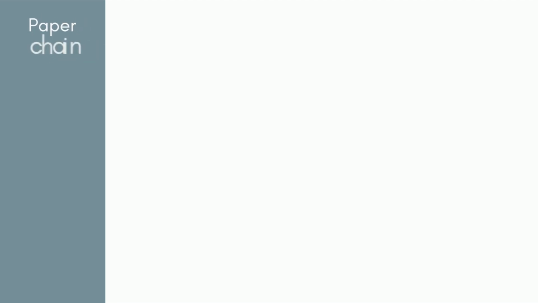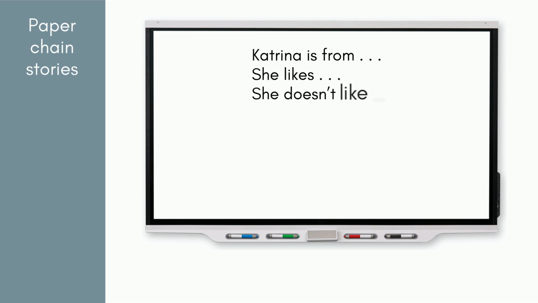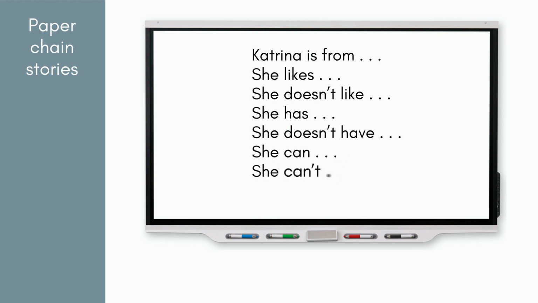Paper chain stories. Either the teacher or one of the children writes a sentence on a piece of paper and passes the piece of paper to one of the children who writes a second sentence, and so on. There can be more than one story circulating at the same time, so as to keep all the children involved. The children read out the stories at the end.